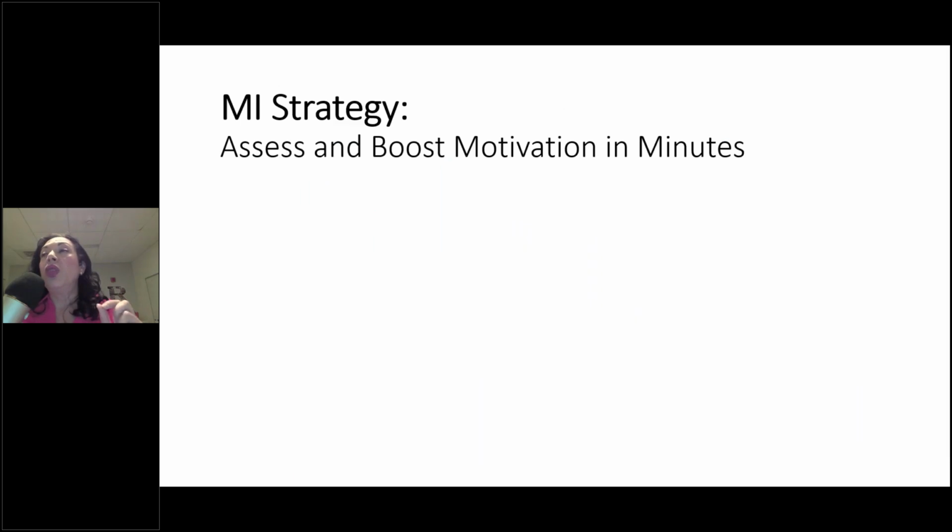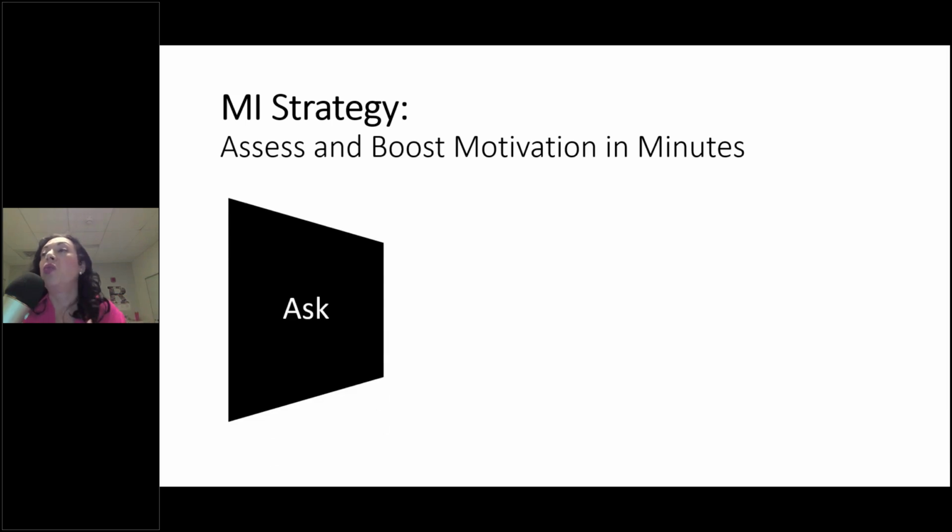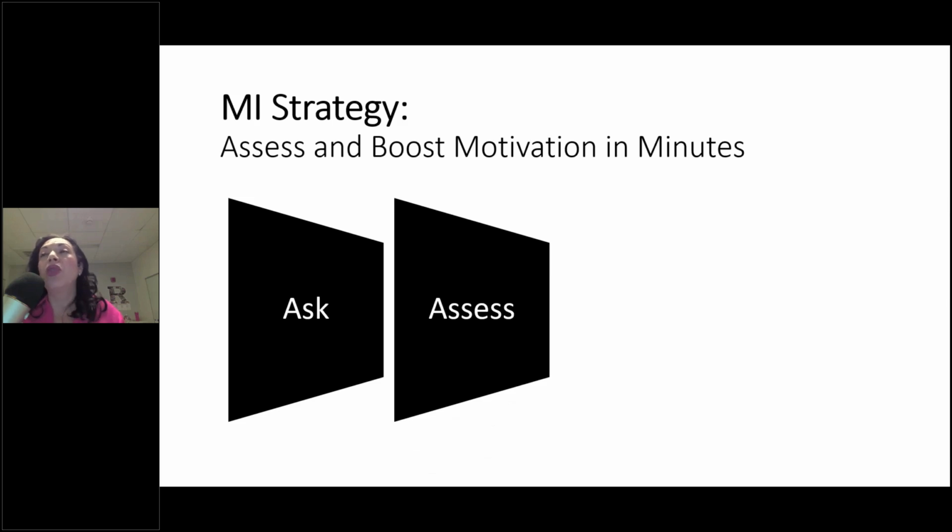So in the video, we saw how to quickly assess and elevate motivation using a simple, effective strategy. First, we ask about the motivation to change. Next, we assess motivation using a ruler to anchor the assessment on a scale from 1 to 10. And then finally, we apply motivational interviewing techniques.